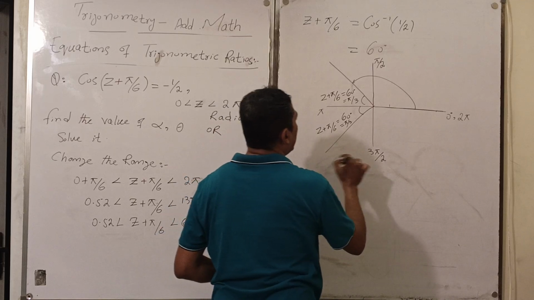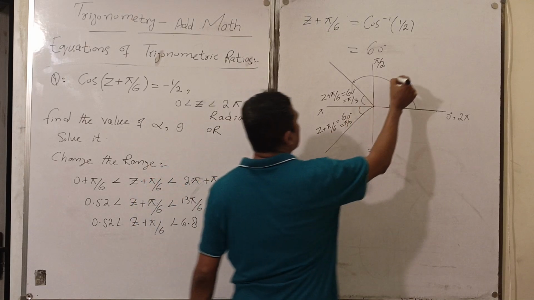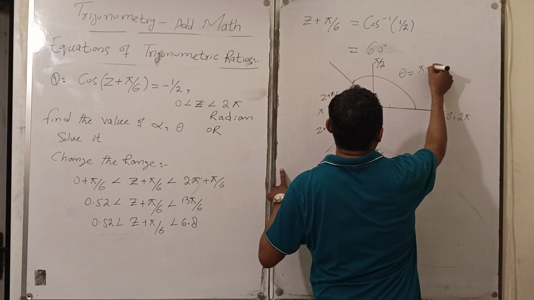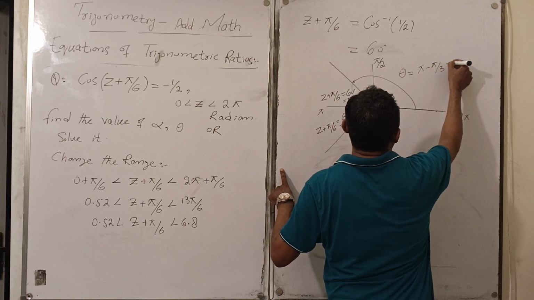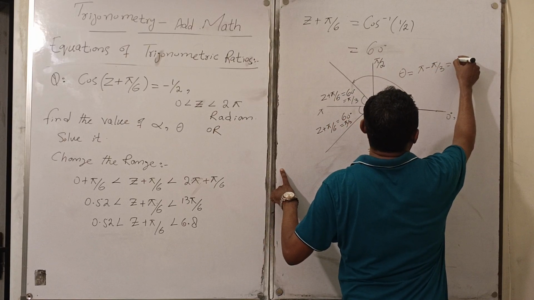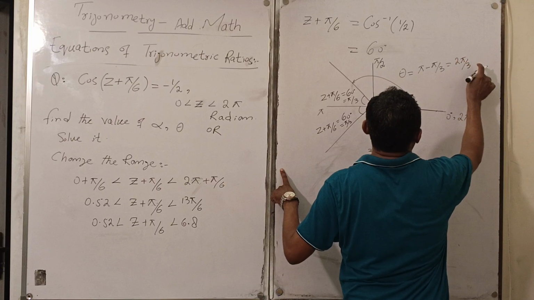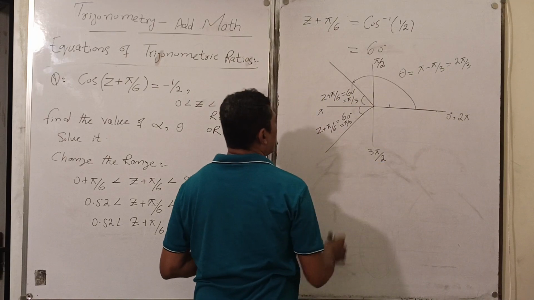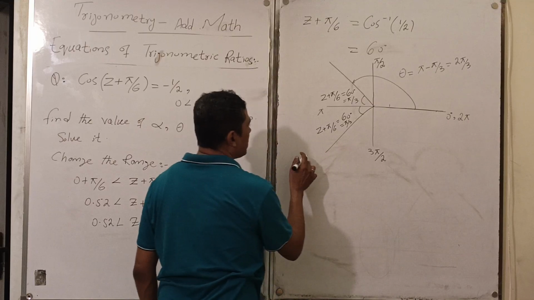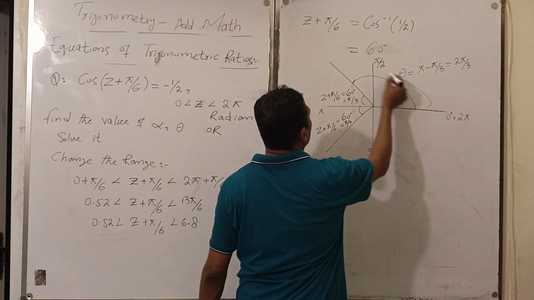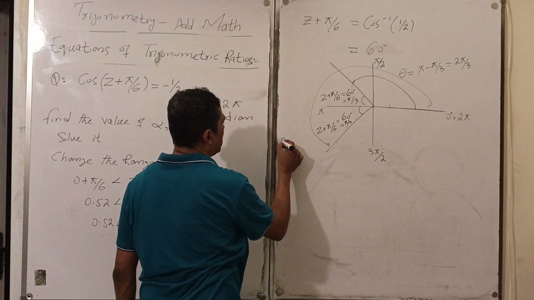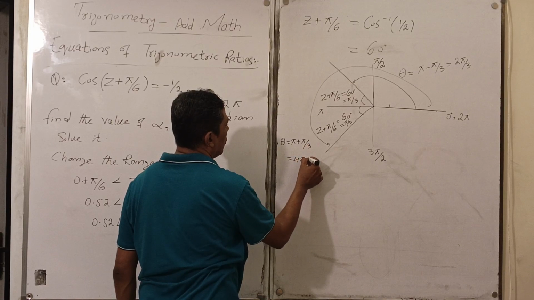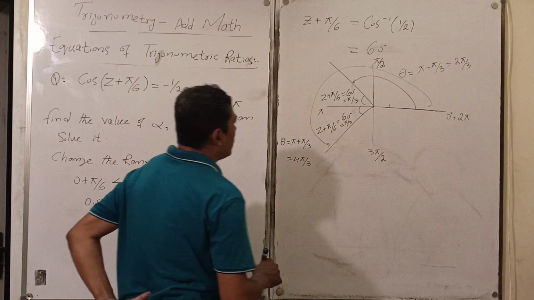Clear? So it means that one value of theta is pi minus pi by 3, which is 2 pi upon 3. Am I right? Yes, 2 pi upon 3. Clear? And what about this one? Pi plus pi by 3. So theta equals pi plus pi by 3, which is 4 pi over 3. Okay, these are the values of theta.